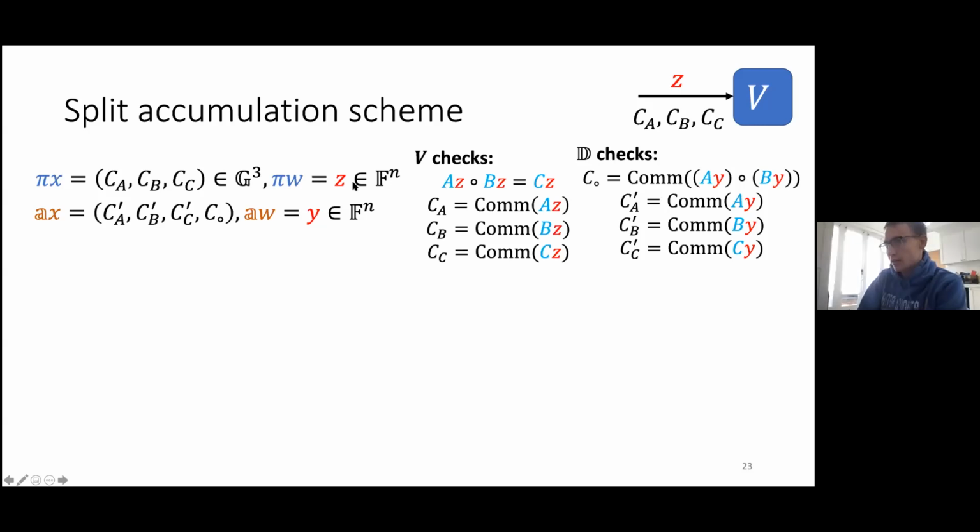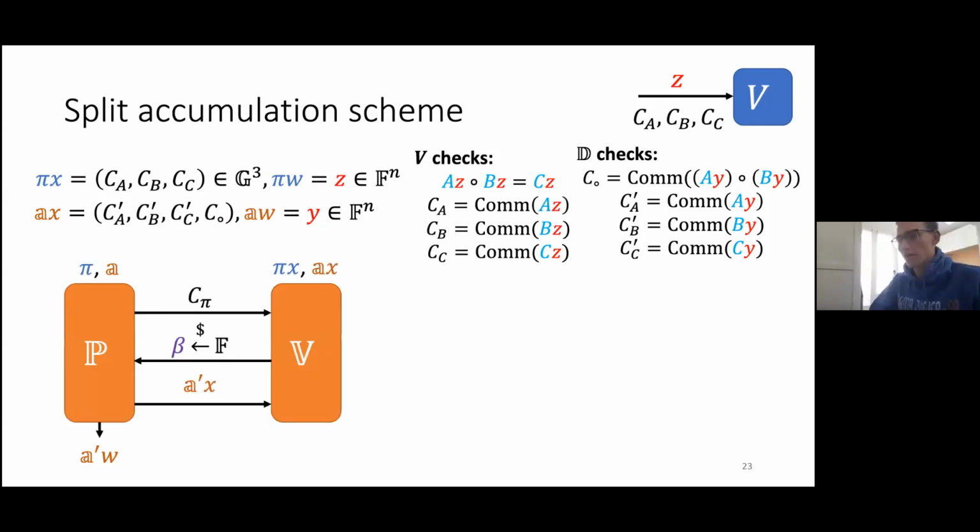So the accumulator now is not an R1CS instance, in fact. We just have this additional commitment, which says that this should be a commitment to AY circ BY. There's no requirement anymore that Y is an R1CS instance, so that AY circ BY is equal to CY. But as it will turn out, this is actually enough.